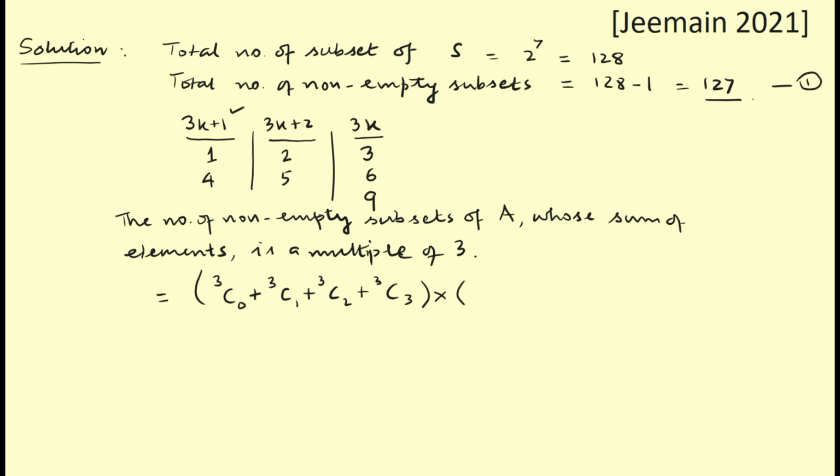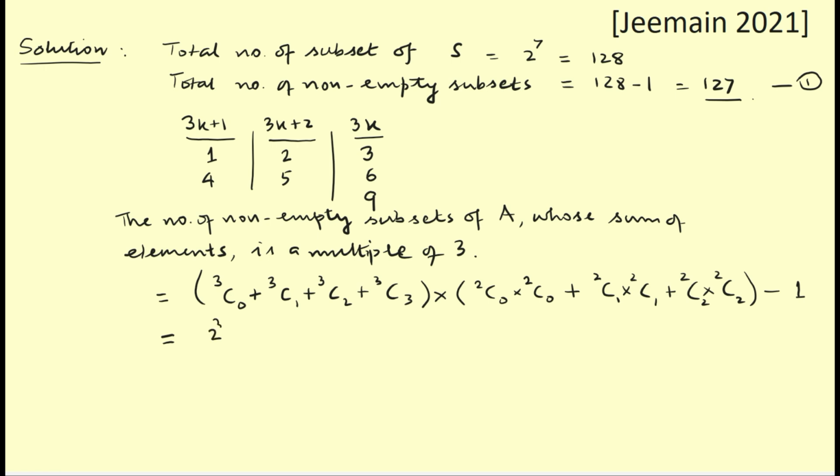Then we come to the first two categories. Here we can see the numbers have to be selected from both of them together, either 1 from each or 2 from each, or we can say none from each also. So this way 2C0 into 2C0, when none is selected from each one of them, 2C1 into 2C1, when 1 is selected from each one of them, and similarly 2C2 into 2C2. Then whole minus 1 is what we do to remove that empty subset.